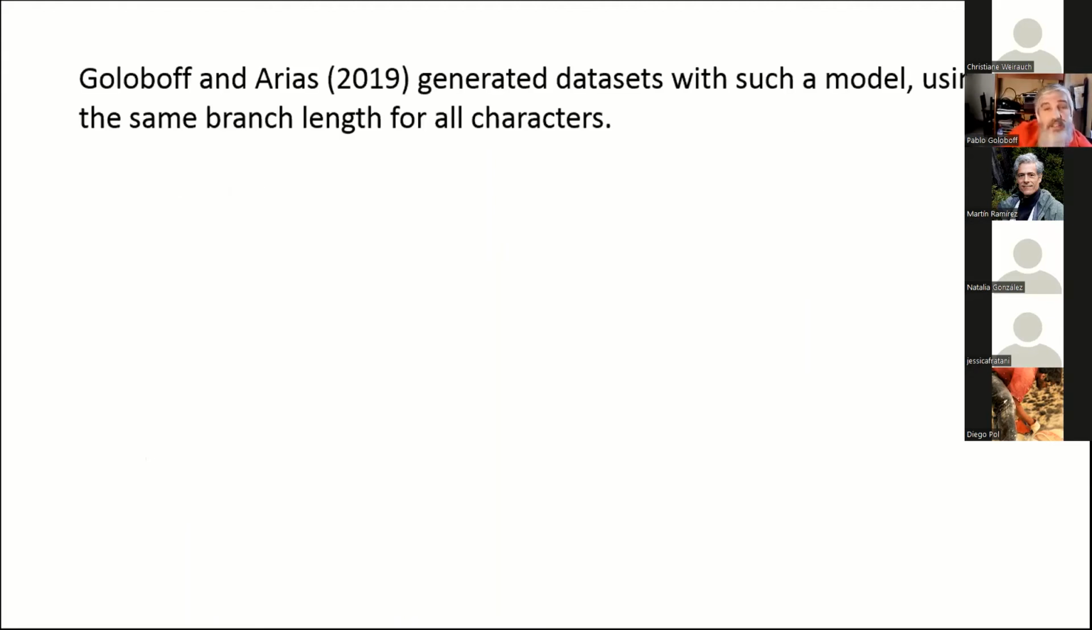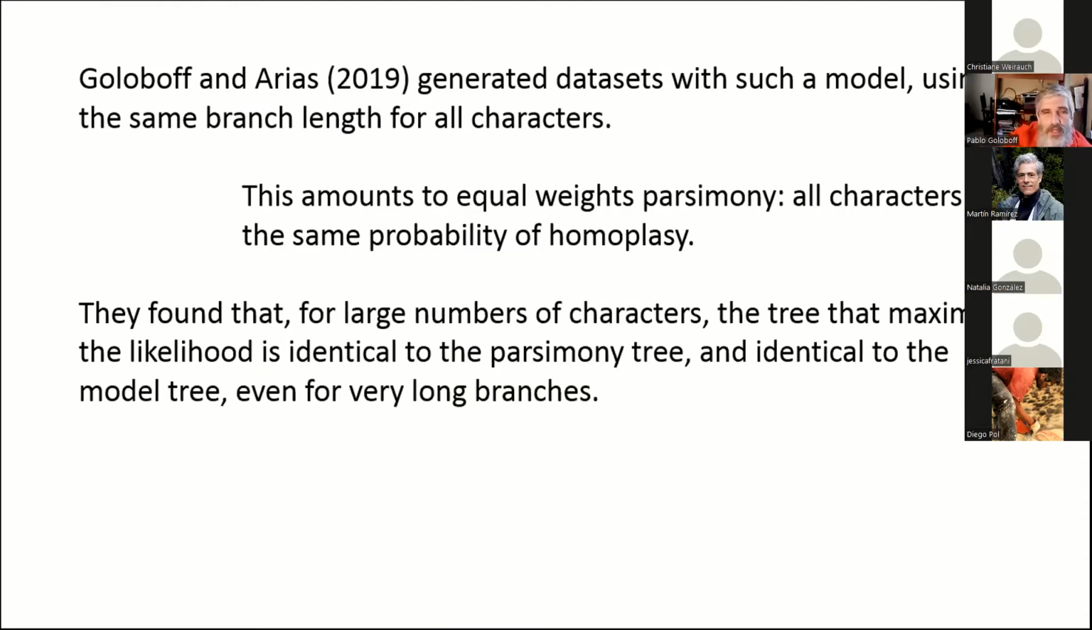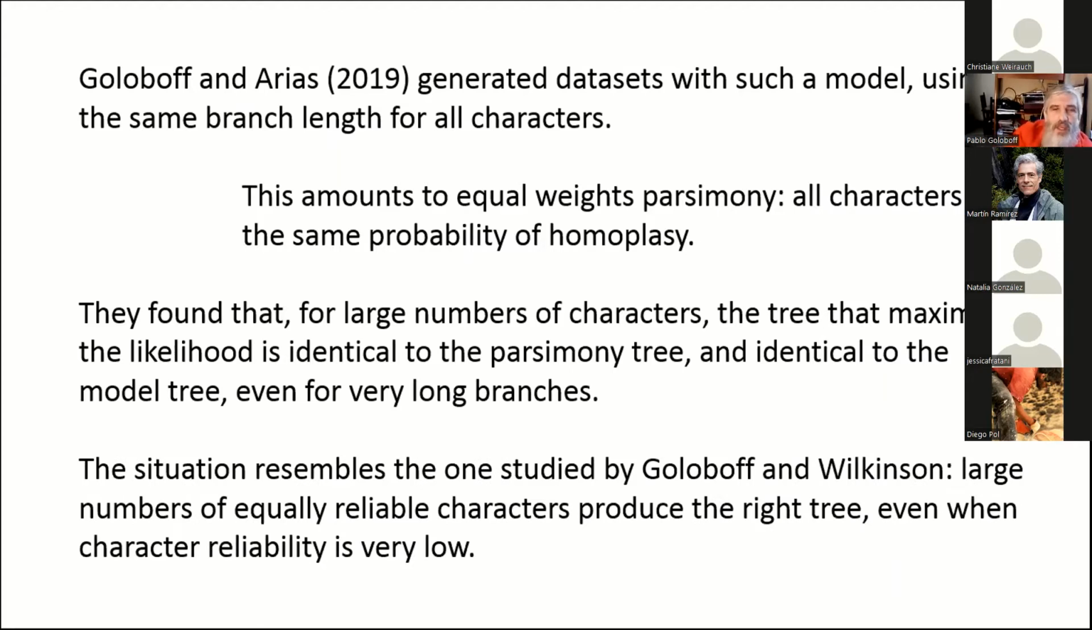So we generated in 2019 data sets with such a model using the same branch length for all characters. This amounts to equal weights parsimony. All characters have the same probability of homoplasy. And we found that for large numbers of characters, the tree that maximizes the likelihood is identical to the parsimony tree and identical to the model tree, even when the branches are very long, which is to say, when there is a lot of homoplasy in all of the characters. This situation resembles the one I have studied together with Wilkinson. Large numbers of equally reliable characters produce the right tree, even when character reliability is very low.